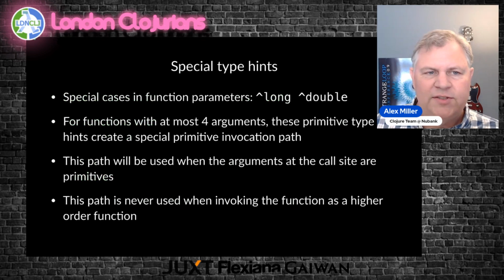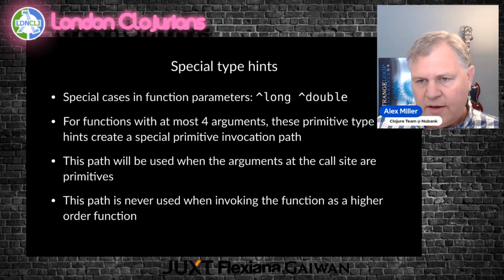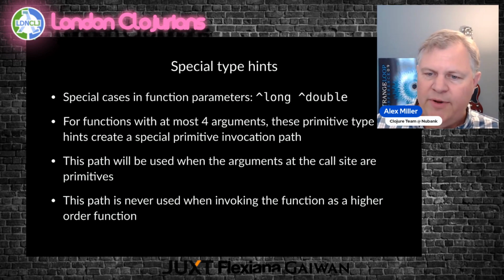So how can we change this? There are 2 special type hints in Clojure, which are long and double. And those primitive type hints for functions with no more than 4 arguments will create a special primitive invocation path. And that path will be used whenever you can detect at the call site for that function that we have primitives that can be used.